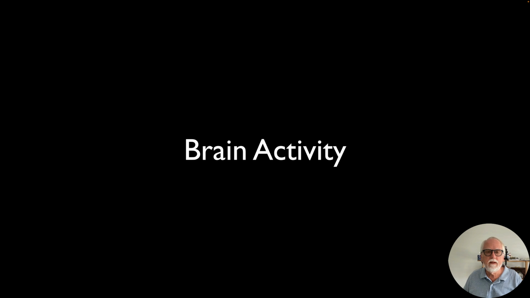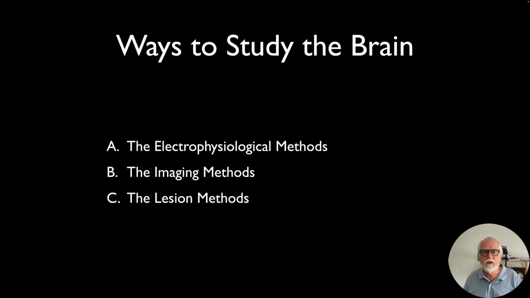All right, for the last part of this lecture, I want to talk about ways that we study the brain. This is particularly relevant to social cognitive neuroscience, that branch of social neuroscience that focuses a lot on brain activity. The three general ways that we study the brain are with electrophysiology, imaging methods, and lesion methods. Now, electrophysiological methods mean that you're doing electrical recording of neural activity.